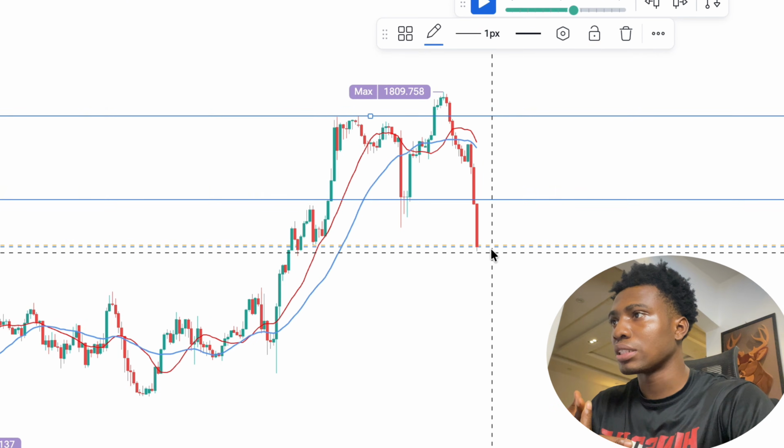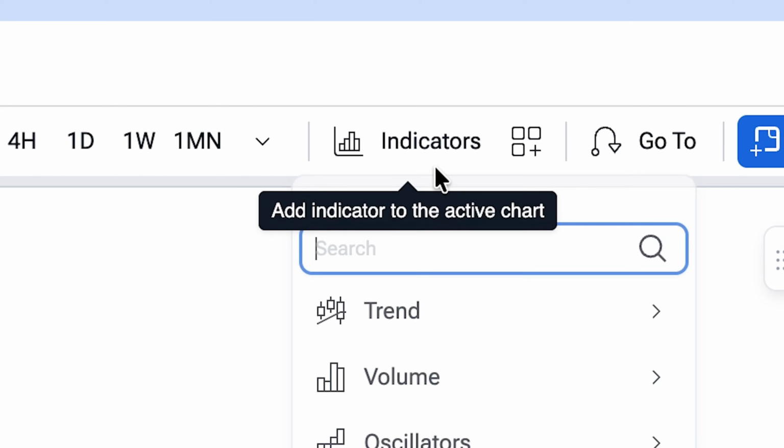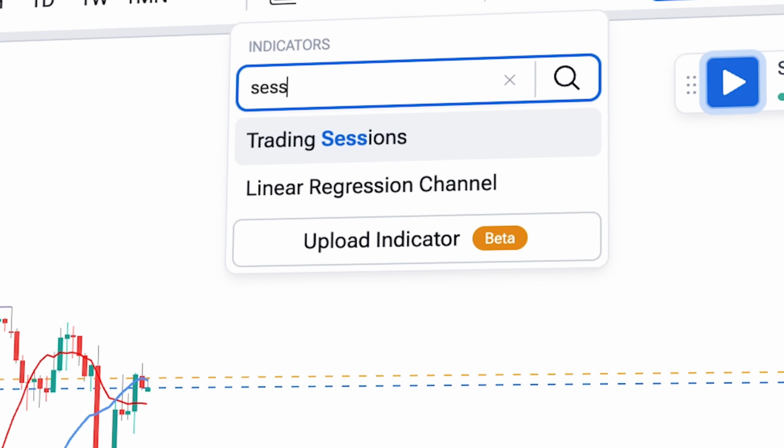There's something I don't want to miss, and that is the different sessions in the market. Me personally, I don't trade within Asian sessions. So let's go ahead and add that to the chart. By just typing trading sessions, you'll get to see it.